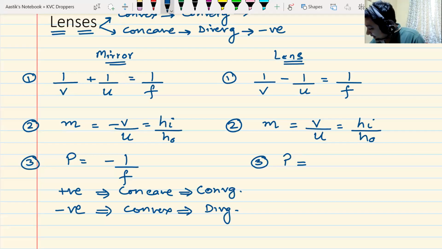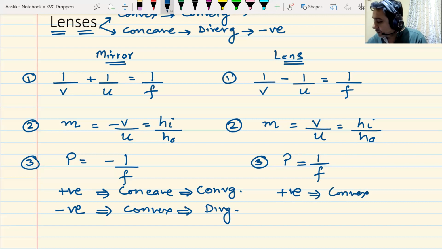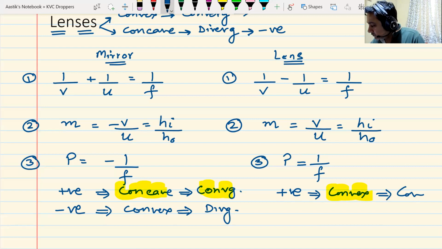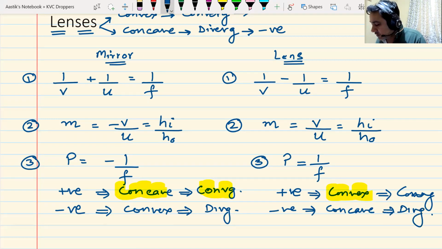The power of a lens is 1 by f, which is not minus 1 by f. And remember, this power is positive in this case for a convex lens. Remember, I told you convex lens is same as concave mirror. Both are convergent. See, everything now boils down to, if we understand one thing, we should be able to understand the rest of the stuff. Do we understand this? Power of a convex lens will be positive and the formula is 1 by f.